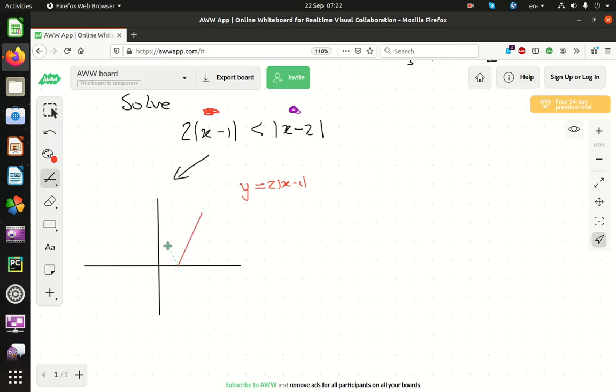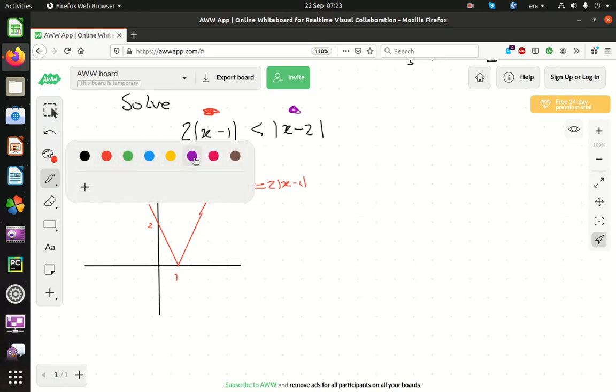When x is 0, y is going to be positive 2. Now try and show the steepness when you do something like this. I know it's not easy to do, but show that that's roughly got a gradient of 2. And actually write the x and y intercepts on there. Hopefully you agree that that's what that one looks like.